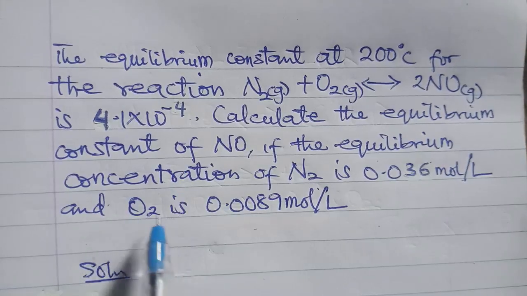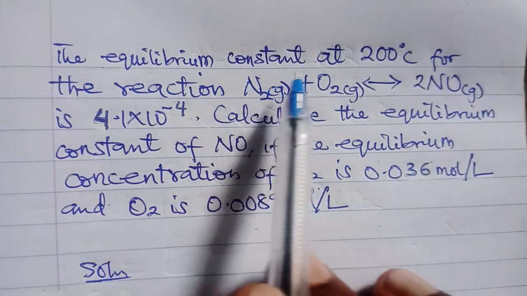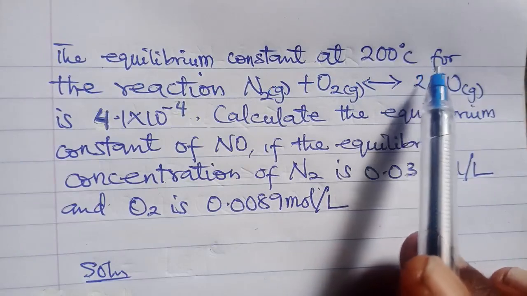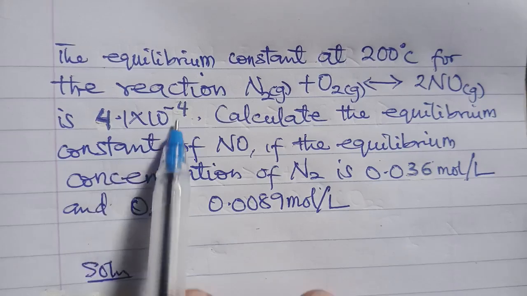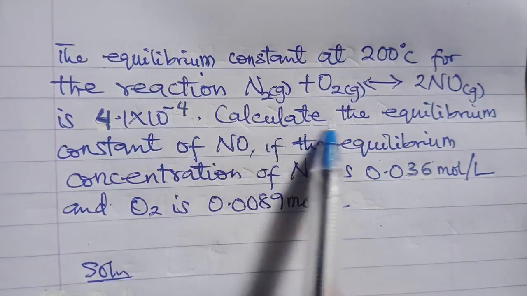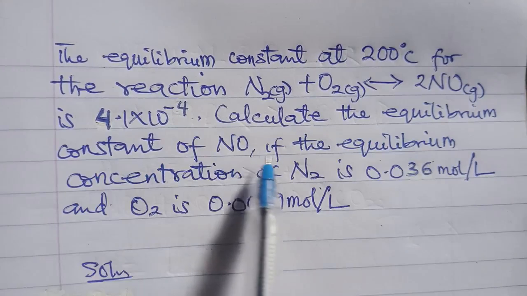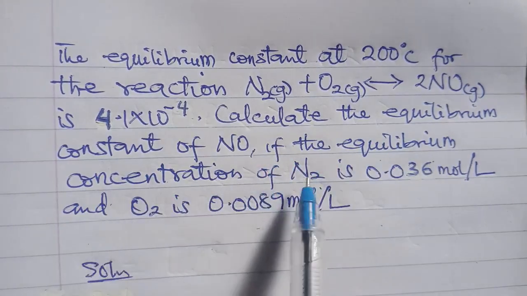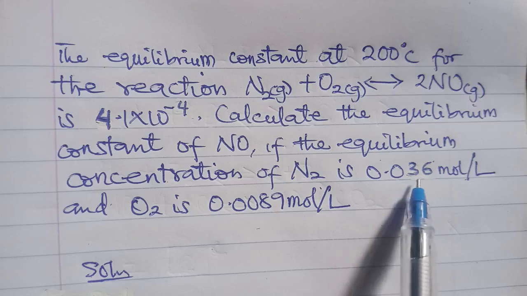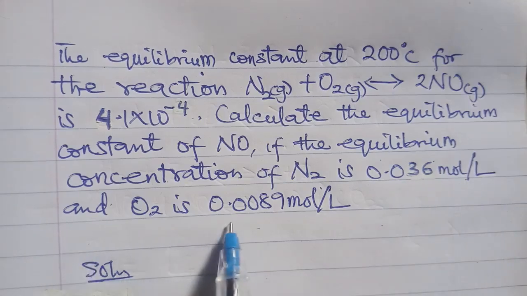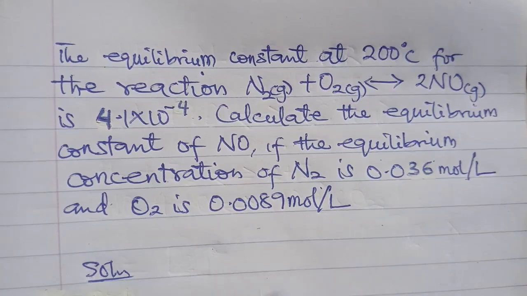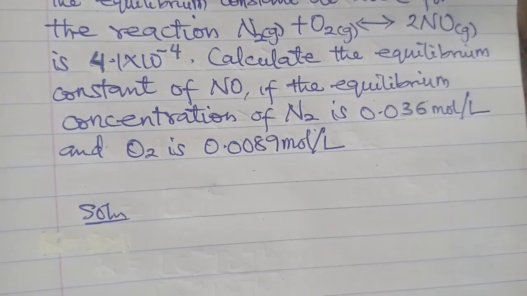So let's solve this question. The equilibrium constant at 200 degrees Celsius for this reaction is 4.1 times 10 raised to the power minus 4. Calculate the concentration of NO if the equilibrium concentration of nitrogen is 0.036 mole per liter and oxygen is 0.0089 mole per liter. Let's begin by bringing out the parameters.